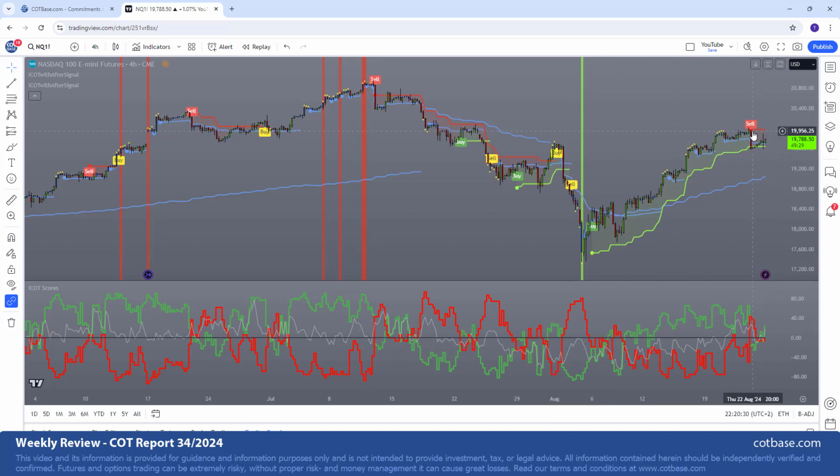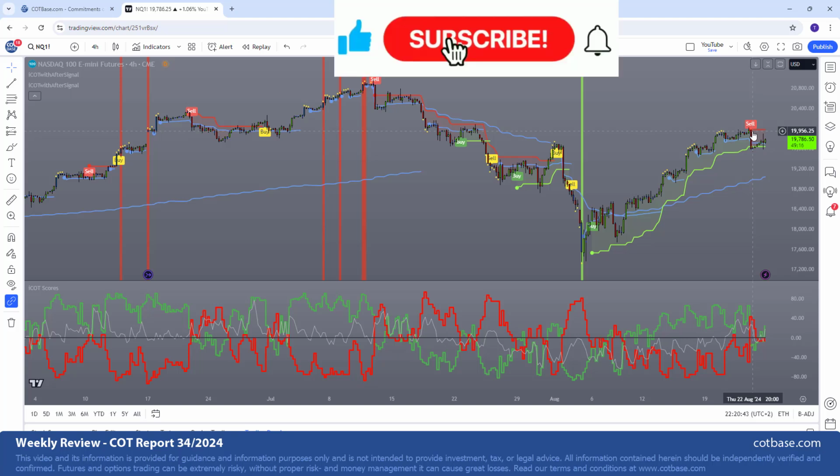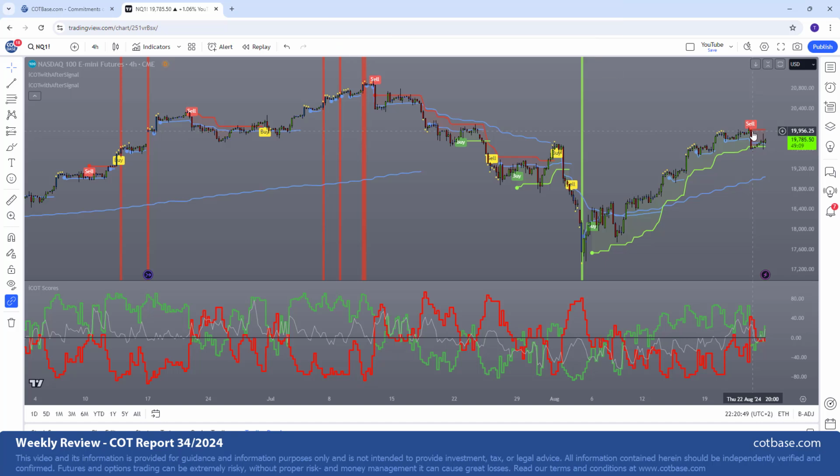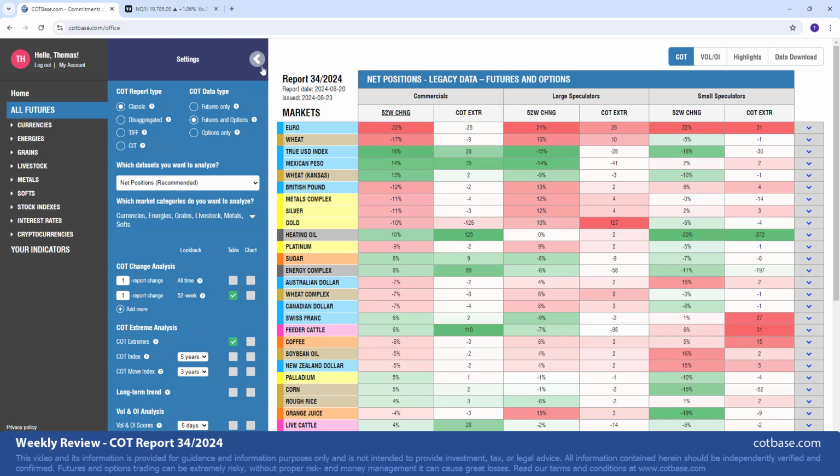So that's how you can use the iCOT intraday indicator on the Nasdaq. But once again, it can be used on stocks, on cryptos, on forex, all sorts of markets. And the true value comes from the fact that we developed it using the concepts that we understood in COT analysis. So I hope this was a good answer to your request. Thank you for your comment. And let's move on with our review.